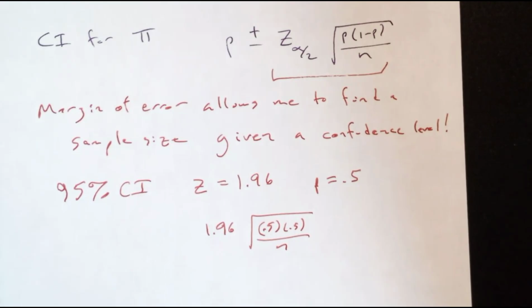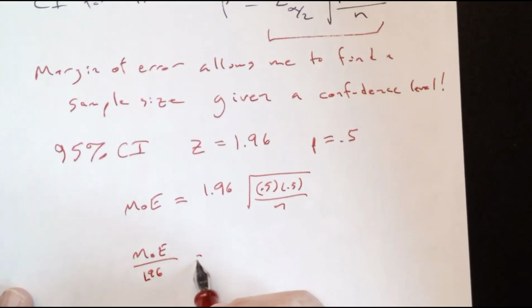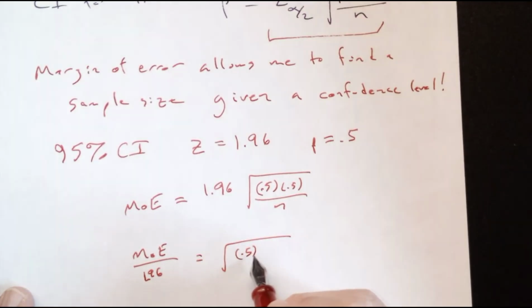Yes? If I tell you I want a particular margin of error, you could use that and solve for n, couldn't you? I could rearrange that. I could solve for n here. And I could say, oh, I got to take MOE and divide by 1.96. That'll give me the square root of 0.5 times 0.5 over n. So I got to square.